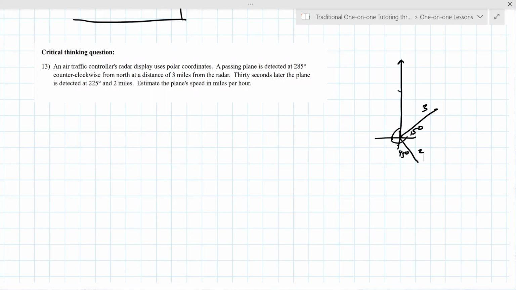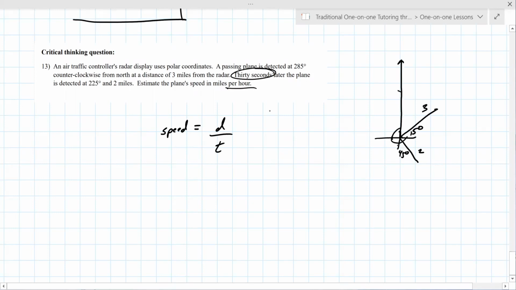So how are you supposed to do this in your class? So speed is distance over time. Yeah. And we want miles per hour. So 30 seconds is how much of an hour? So your time is 30 seconds times there's 60 seconds in 1 minute times there's 60 minutes in 1 hour. Great. So that's your time on the bottom.